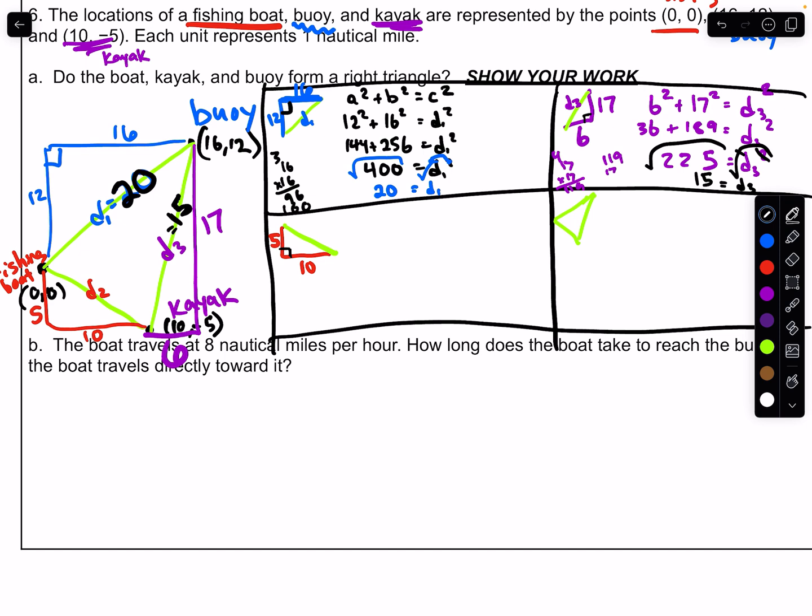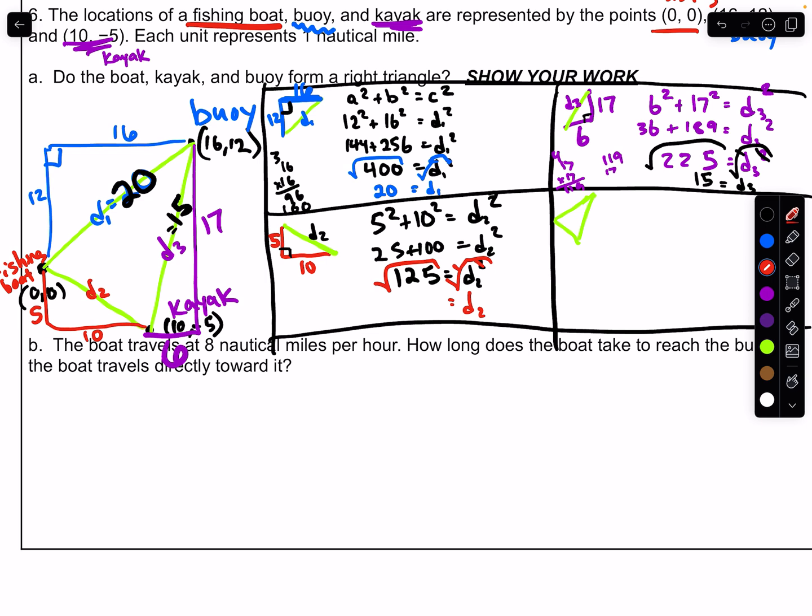Okay. For D2, I have that 5 squared plus 10 squared is equal to D2 squared. So 25 plus 100 is equal to D2 squared. So 125, this is not looking so good right now. My little spidey sense says this is not looking good. We'll see what's going to happen. Take the square root of both sides, because D2 is 125 is not a perfect square.